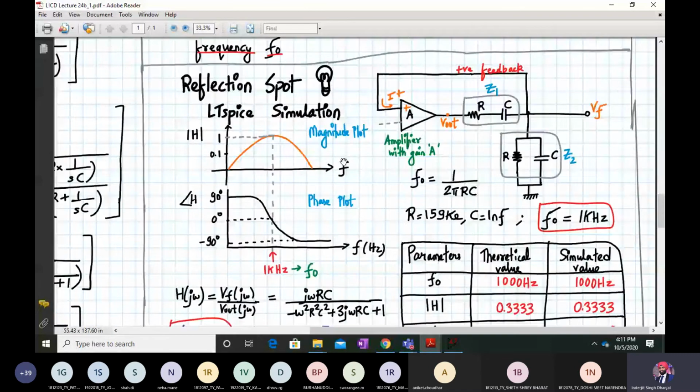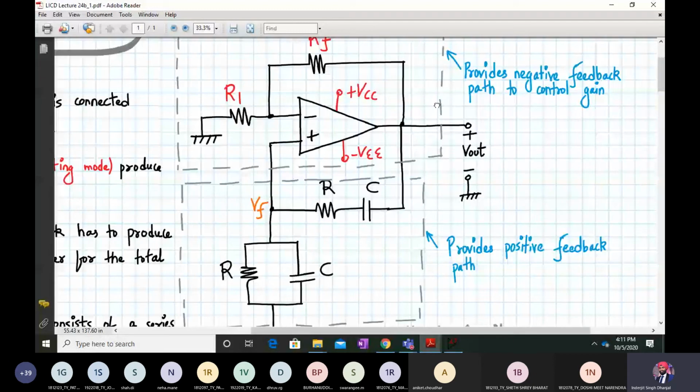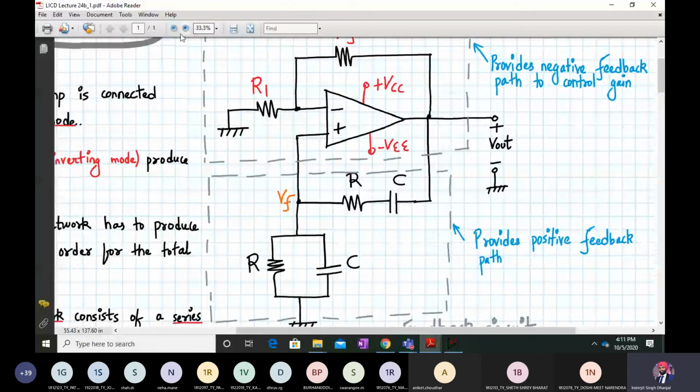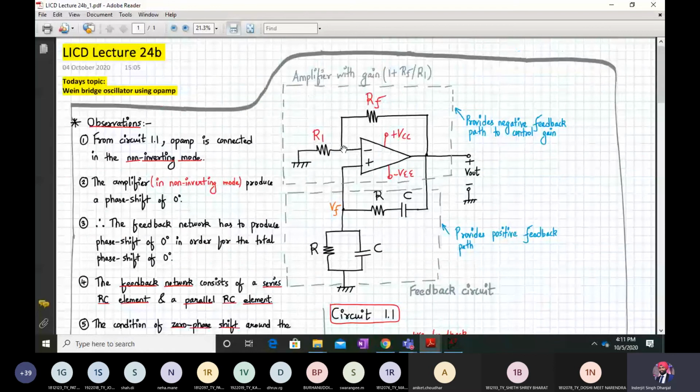So that's it from my side in this lecture. Next time we'll see in more detail how we can control the amplitude of a Wien bridge oscillator. Okay, so if you have no further queries, I would like to end this session.